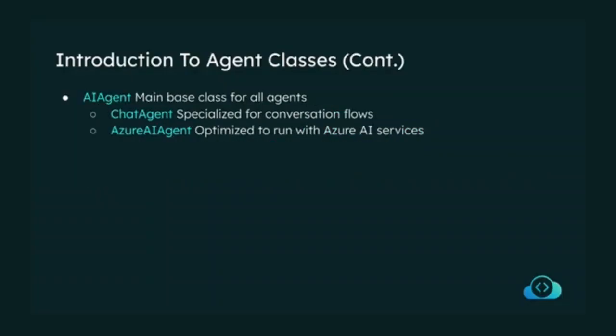So this is the structure that Math offers. AI agent is the main base class and everything else follows it. So chat agent is specialized for conversation flows, and Azure AI agent is optimized to run Azure AI services. So chat agent is something that we'll be using extensively in our upcoming sections.